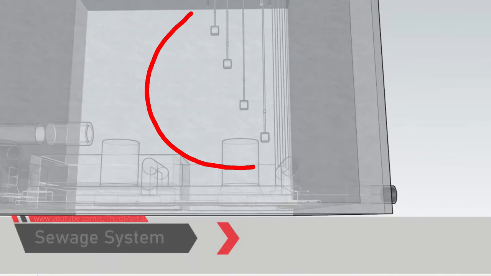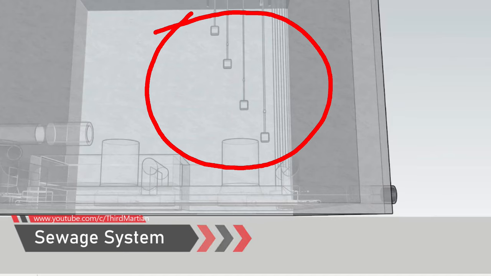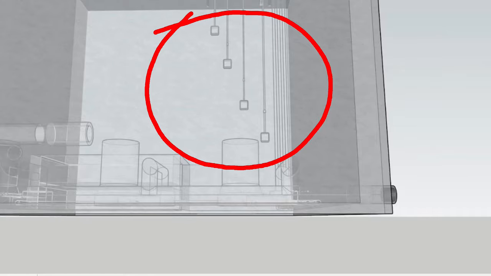And these hanging objects are the level float switches. They are the ones that control the sequence of operation of the pumps. Let's see how they control the pumps.